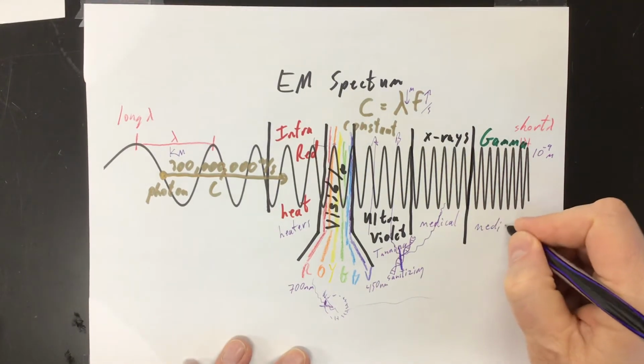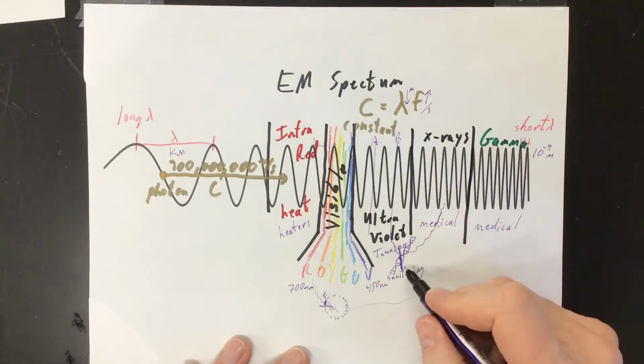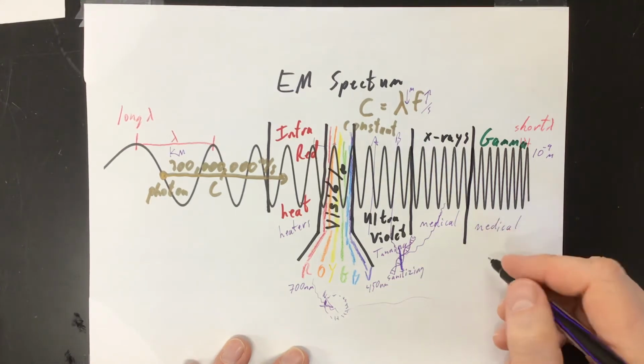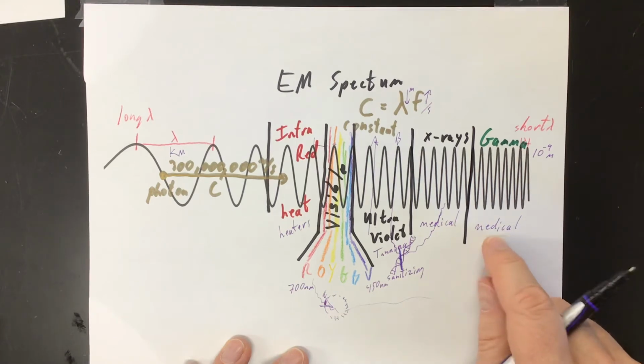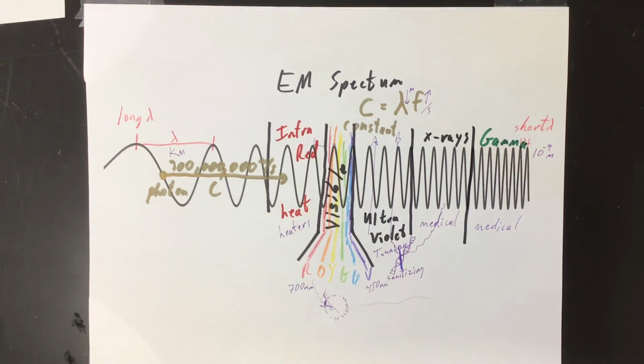And these also have a medical use. They'll damage your DNA, but they'll also damage the DNA of cancer cells. So they can use gamma rays for radiation therapy. If you have something like cancer, they can use it to kill cancer cells.